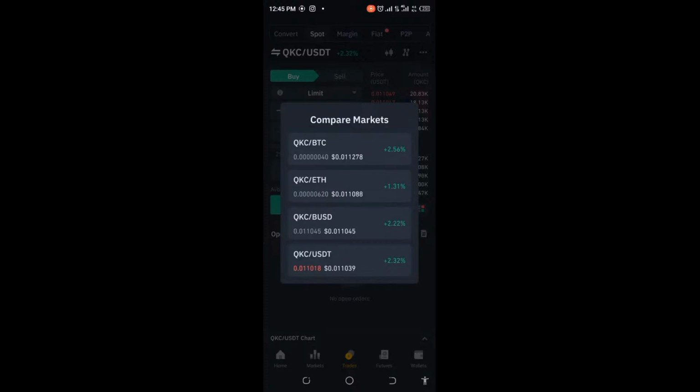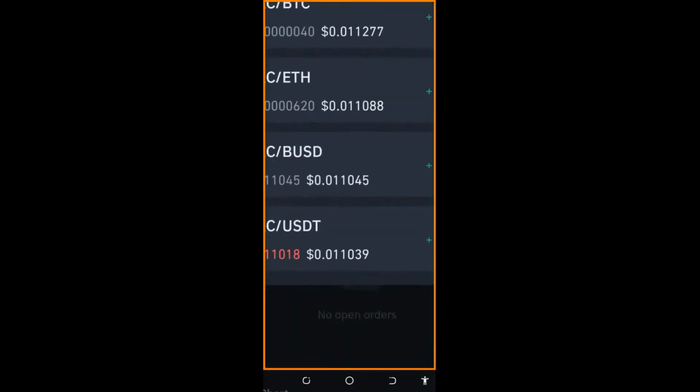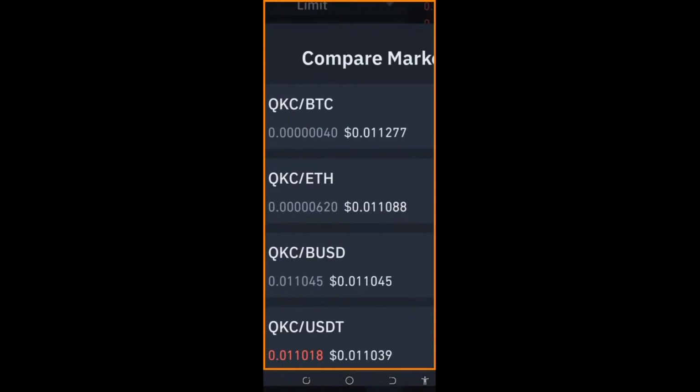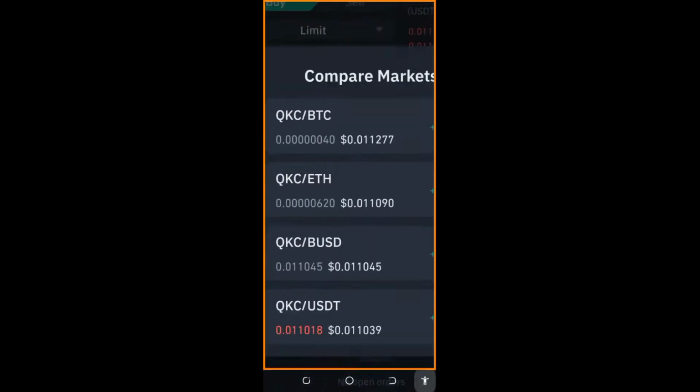Today, we're going to be having another episode of Triangular Arbitrage. So today we're going to be having QKC BTC, QKC USDT, and then of course we're going to see whether this is going to work. So now let's take a good look at what we have here. This is the compare market. Okay, so USDT is 0110, BTC is 0112. So there's a difference.